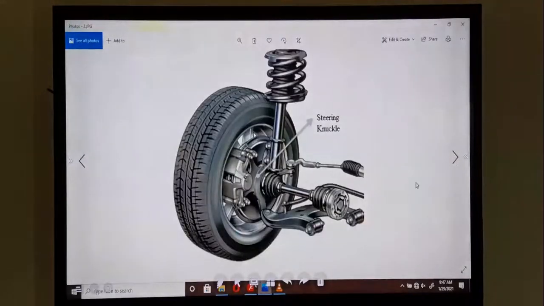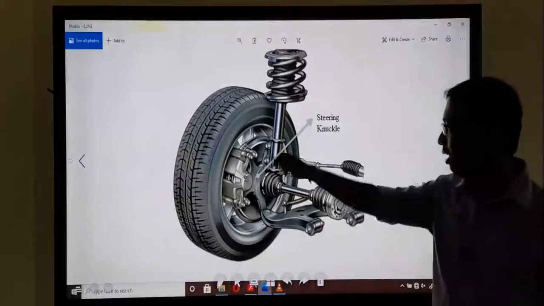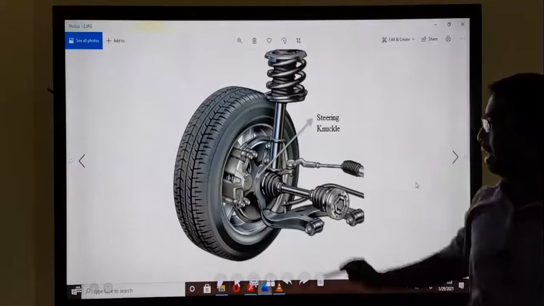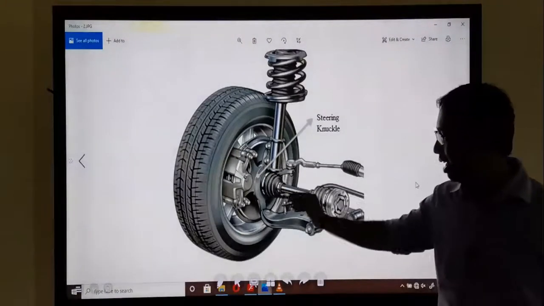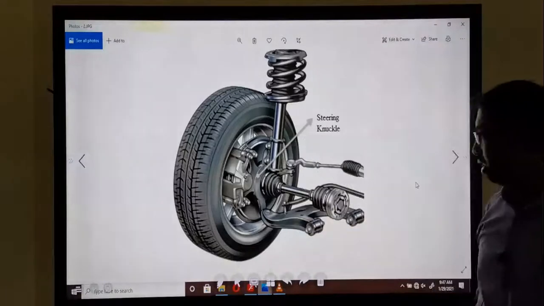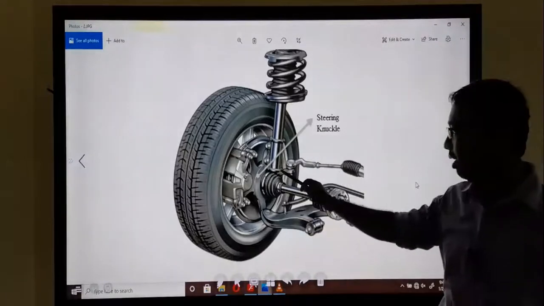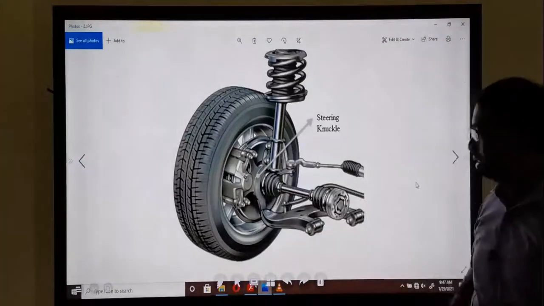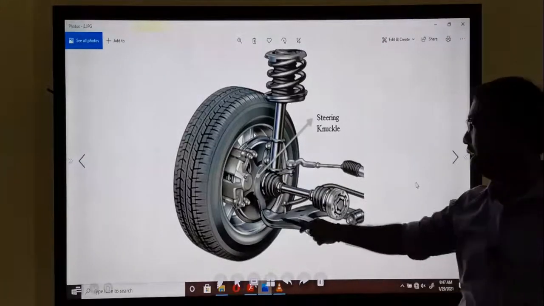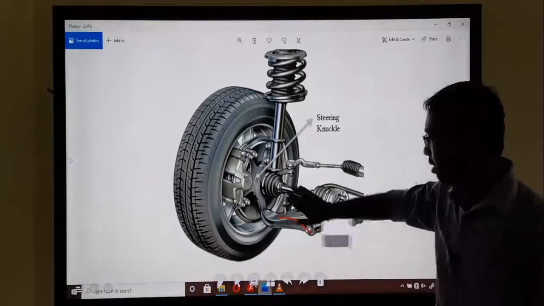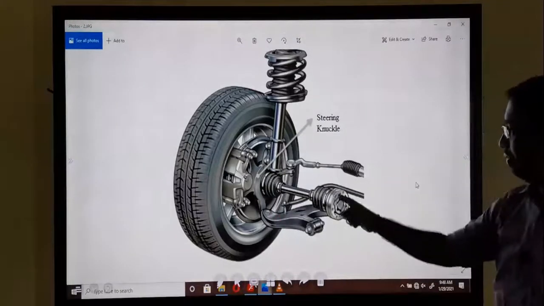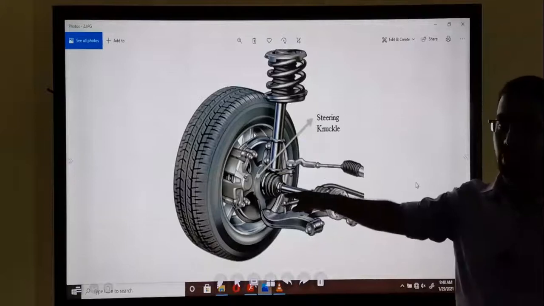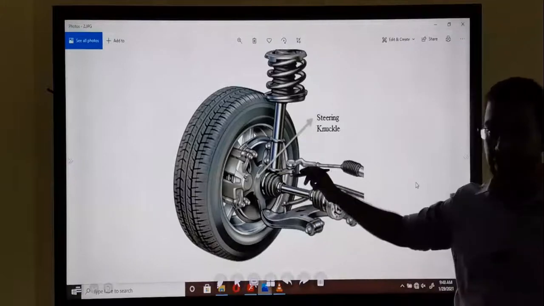Here you can see, this is the wheel, and here is the steering knuckle. This is the steering knuckle arm. This is the lower arm. This is the wheel axle. This is a CV joint, in a front drive vehicle.